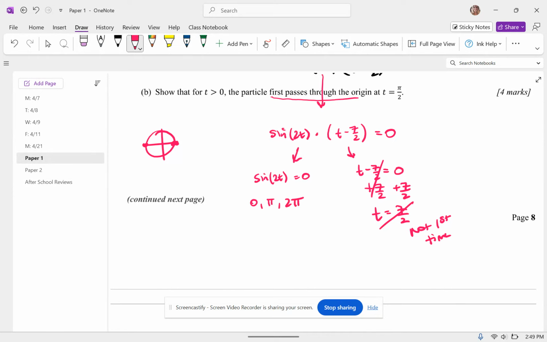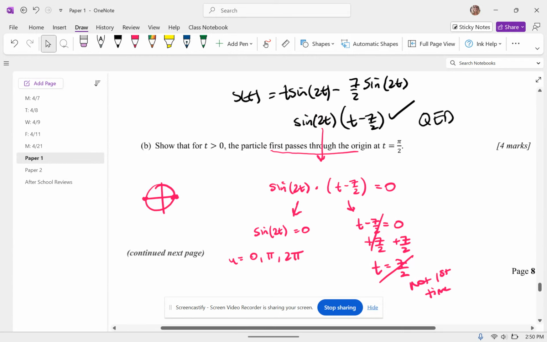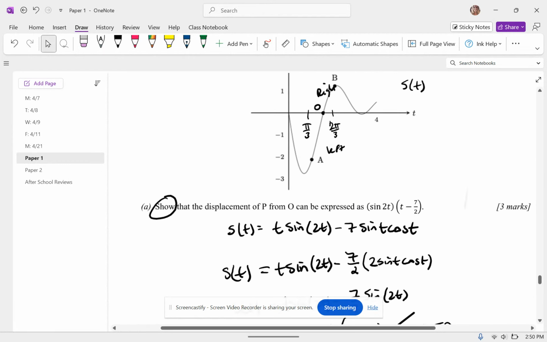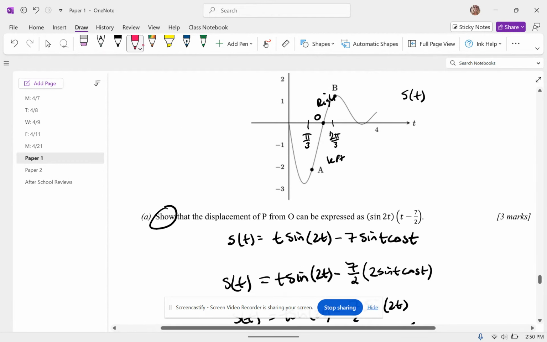Except we have a double angle here, so these are our u's essentially, right? And then now we got to figure out which ones make the most sense. Which one are we trying to get to? Pi over 2, right? What do we know this has to be less than? This has to be less than what? 2 pi over 3, right?